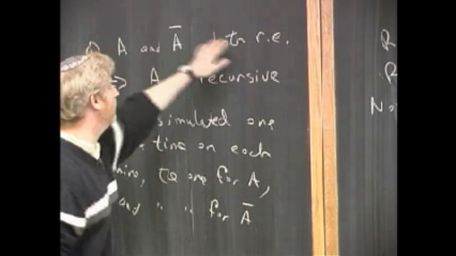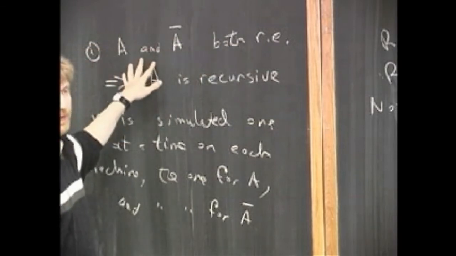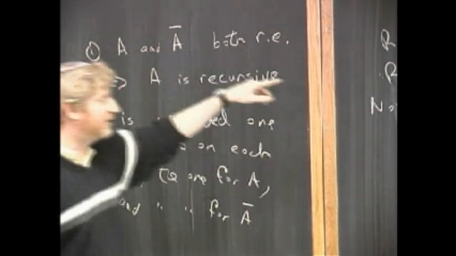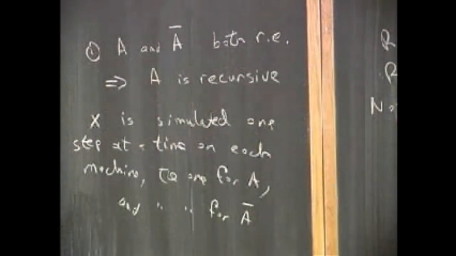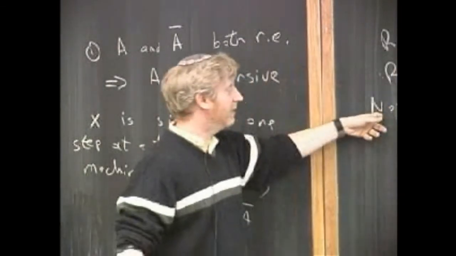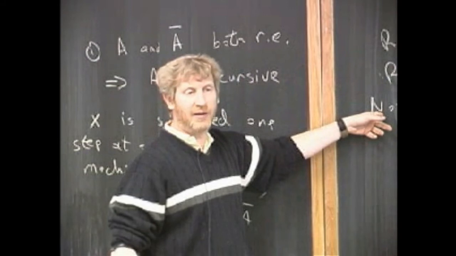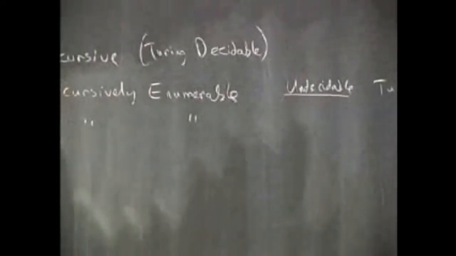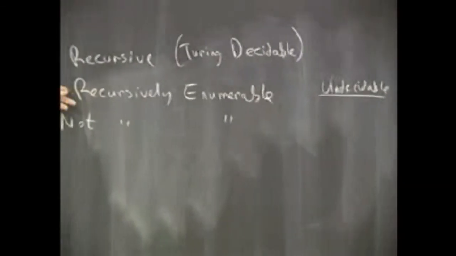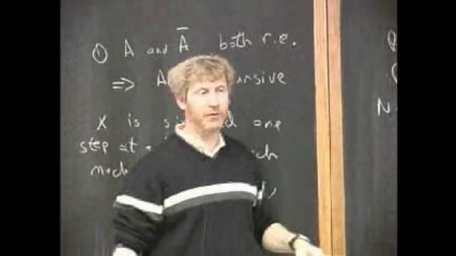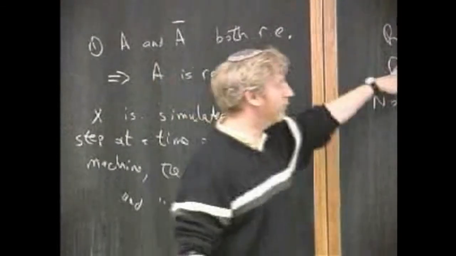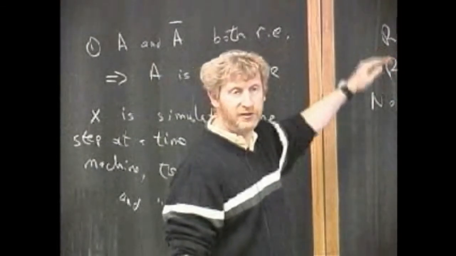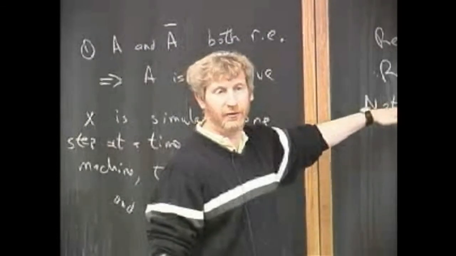This is an important theorem you should know, and it's very intuitive. It means that if you have a problem that's undecidable, its complement has got to be not recursively enumerable. You can't have its complement be recursively enumerable if it's recursively enumerable, because if they were both recursively enumerable, the complement and the one, they would both end up being recursive. So the complement of a recursively enumerable set is not recursively enumerable. You can't do a thing with it.